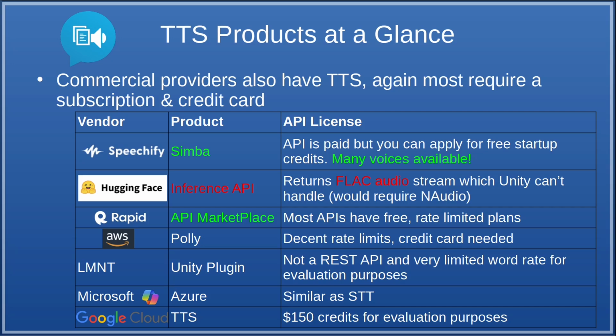Now HuggingFace has their inference API and they have text-to-speech products, quite a number of them. But the problem with that is it only returns a FLAC audio stream. And FLAC is something that Unity can't handle. For that you would need to install an audio library with an extension for FLAC, and I did not get that to work, at least not in a decent amount of time. Rapid API, on their API marketplace, they have a lot of APIs for free. They have rate limited plans, but very usable.